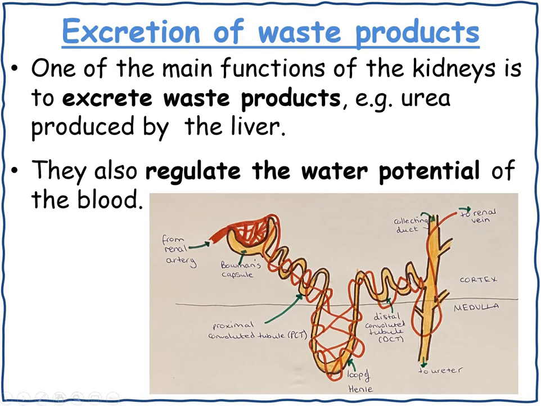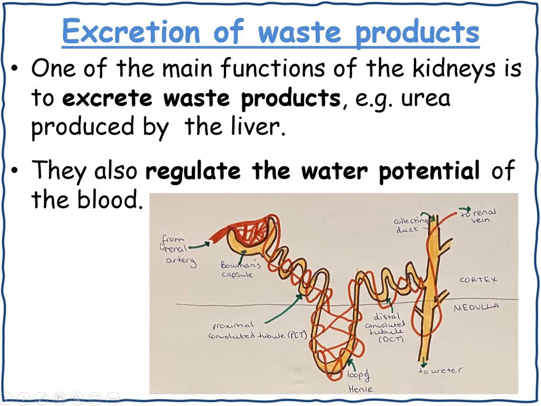The start of the kidney nephron that has the filtrate in is called the Bowman's capsule, and that surrounds the glomerulus. The first part of the tubule is known as the proximal convoluted tubule. Then this big loop here is called the loop of Henle. Then you've got the distal convoluted tubule. And finally, you've got the collecting duct.